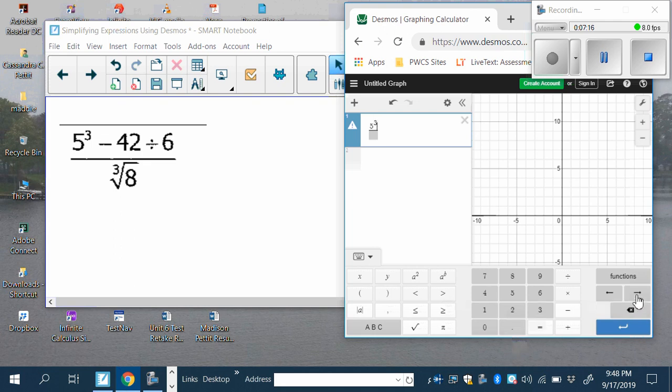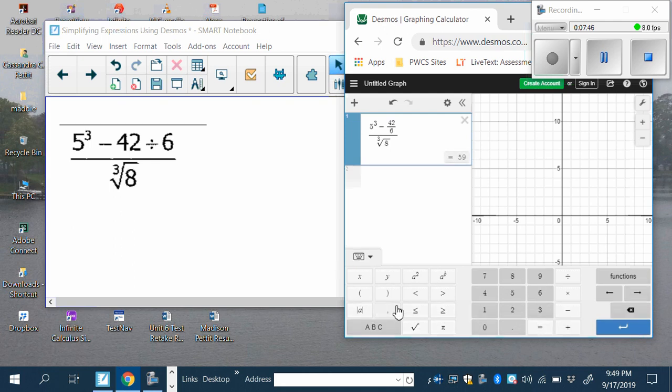Then I arrow over to get out of that exponent, much like you would with a calculator, and I subtract 42 divided by 6. All right, and then at the bottom, I'm going to do the cube root. So I'm going to press my function key and nth root. And so right where n is, that's a 3, and I'm going to put 8.